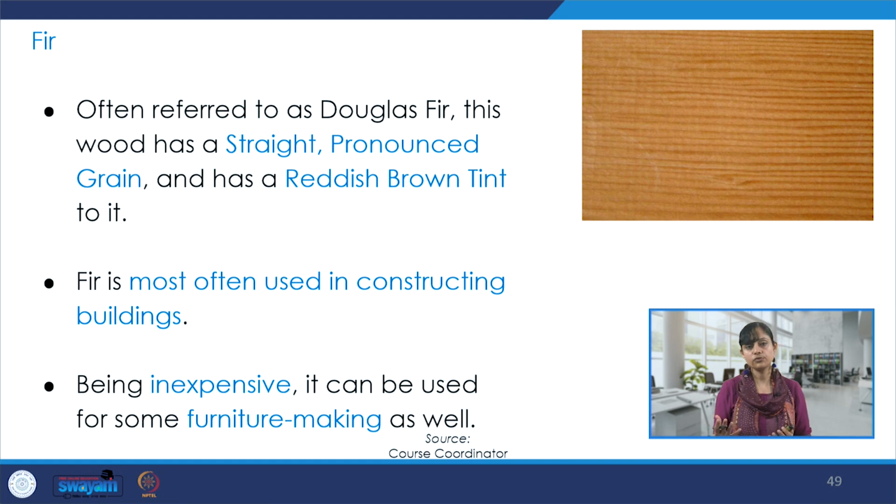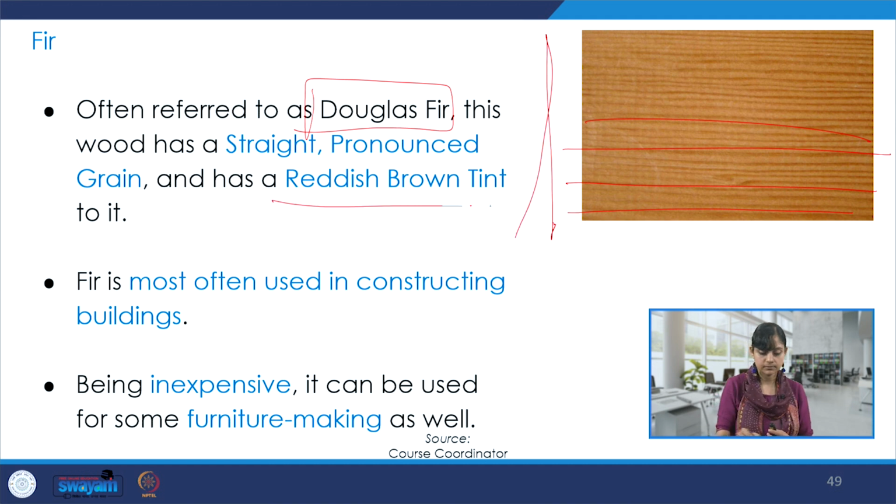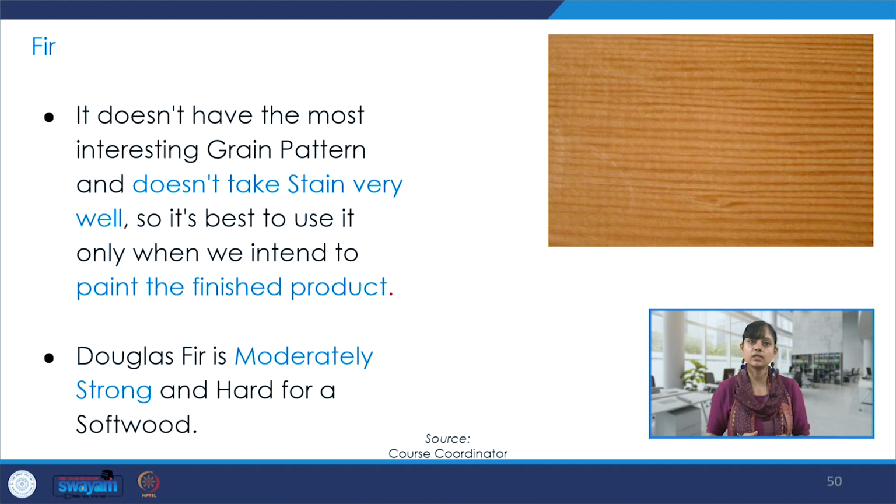Then another softwood, which is fir, is often referred to as Douglas fir. This also has a straight pronounced grain, as you can see here in this image, quite straight and very pronounced. It has a reddish brown tint again if you see over here. And it's most often used in constructing buildings. It's not so expensive. It can also be used for furniture making. So there is an all-round use to fir and it comes quite handy.